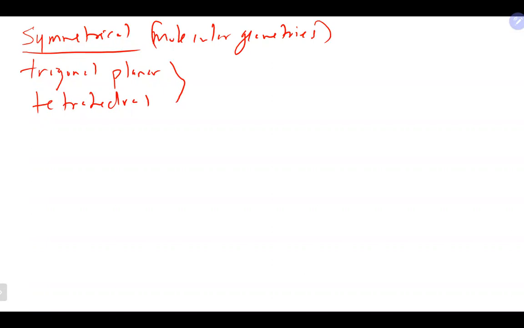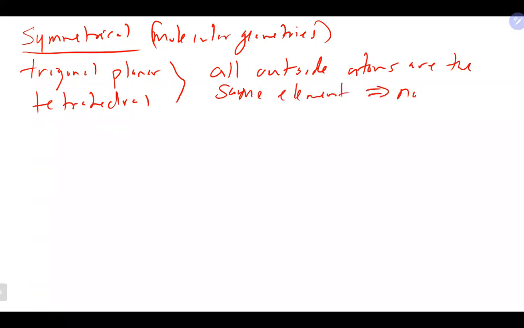So if you have any of these geometries after you draw your Lewis structure and all the outside atoms are the same element, this will result in a nonpolar molecule.